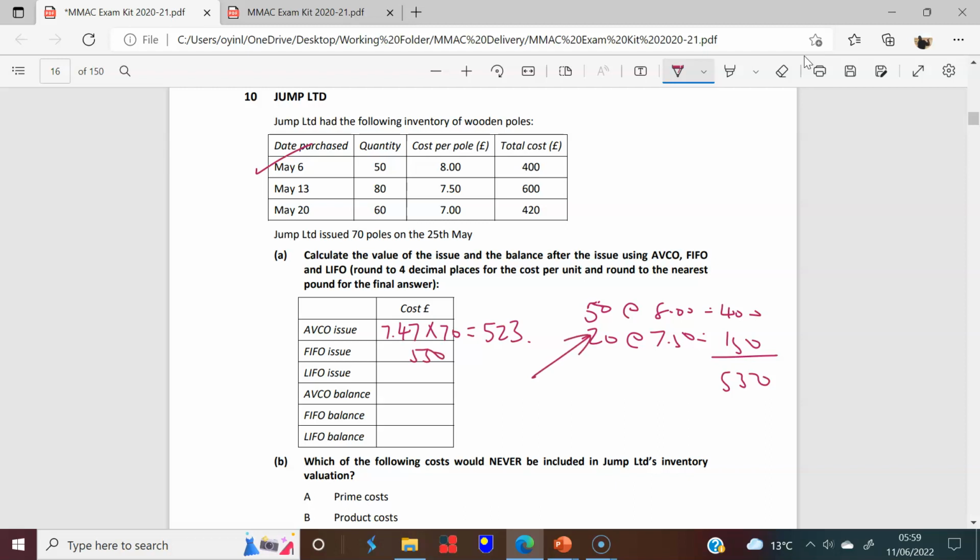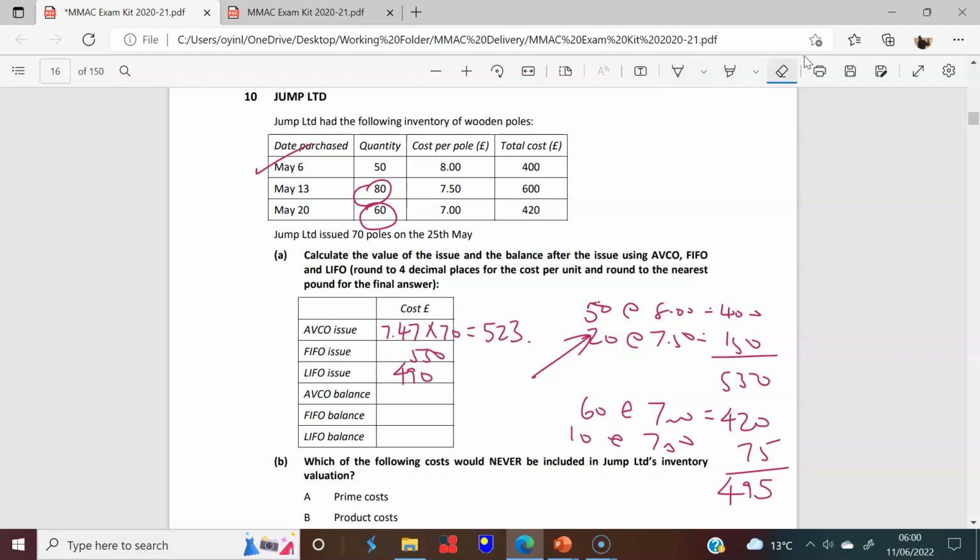And if we're talking about last in, first out, we're talking about 60 units at £7 and then 10 units at £7.50, right? Because the 60 units would have come from here, and then we would have 10 of those units to come from there. It's 420, and then we have here 75. So 420, 5, 9, 495 would be the situation.